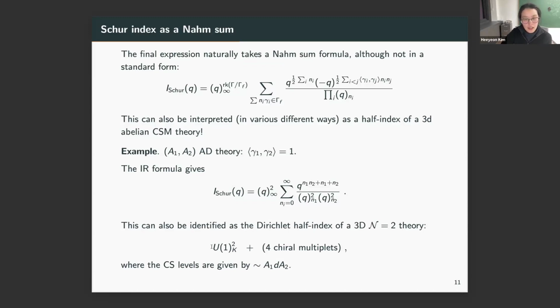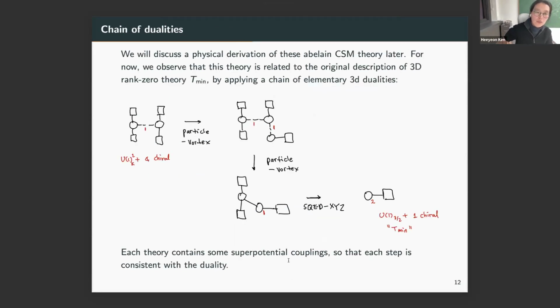And this gauge theory has gauge group U(1) times U(1), and this Chern-Simons matrix K is given by a simple Chern-Simons level, A1, dA2 type, where A1 and A2 are the connections for each of the U(1). And there are 4 chiral multiplets, and for each U(1) gauge group, it has exactly 2 chiral multiplets that are charged 1 under this U(1) gauge group. We are going to discuss the physical derivation of this abelian Chern-Simons matter theory at the end of the talk.